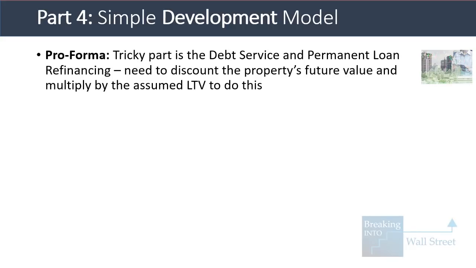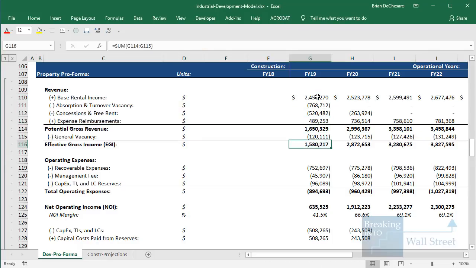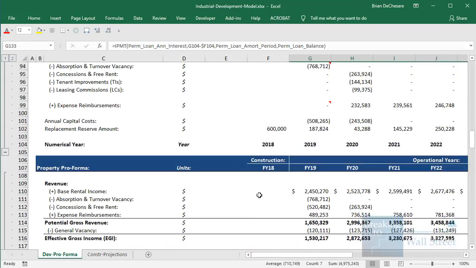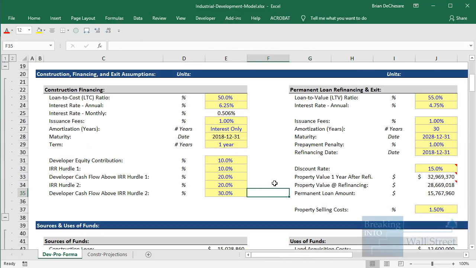The debt service and the permanent loan financing here, or refinancing, are a bit tricky. Most of the pro forma is straightforward. We have base rental income, we have adjustments to it, we have our general vacancy, and then we have our expenses and our NOI. The tricky part here is that this permanent loan that we use to refinance the construction loan has a 55% LTV ratio.